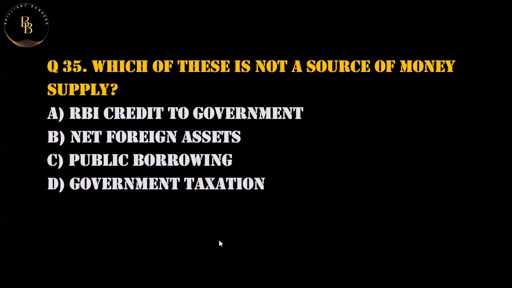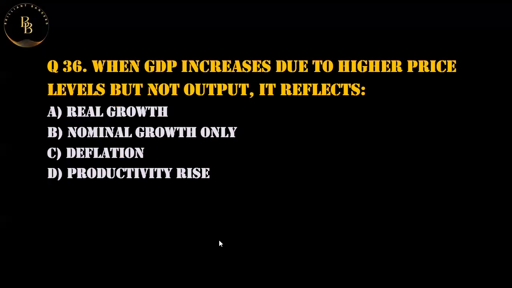Question number 35. Which of these is not a source of money supply? RBI credit to government, net foreign assets, public borrowing, or government taxation? The right answer will be option D, government taxation, wherein taxes redistribute existing money and new money enters via credit creation.